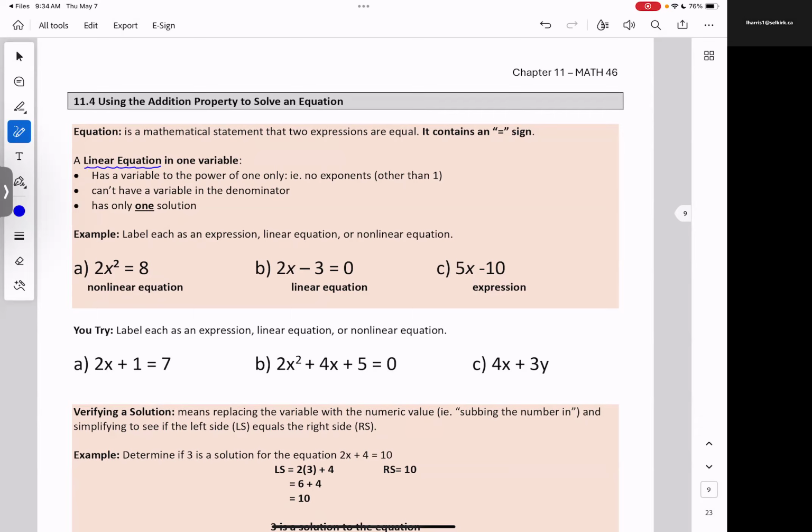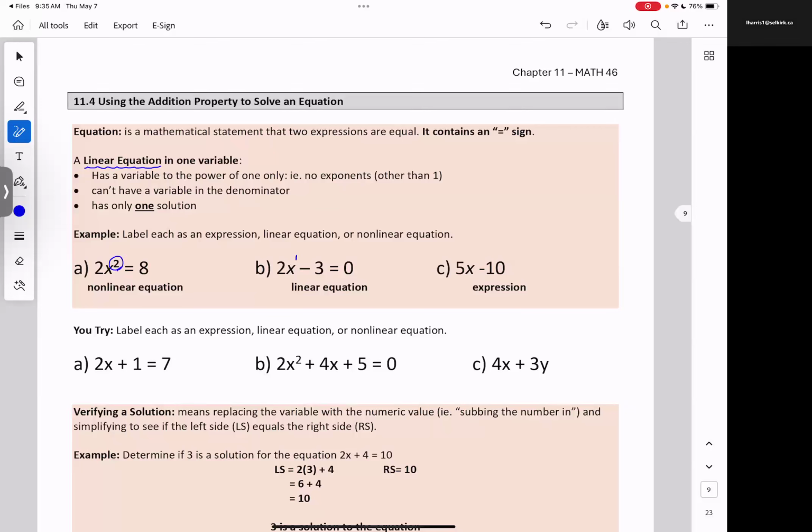So in this example, it says label each as an expression, linear equation, or nonlinear equation. In A, because of this exponent, this is a nonlinear equation. This is actually what we would call a quadratic equation, which you would work with in Math 56. In B, we have a linear equation because we have a variable x, which is to the power of 1. In other words, there's no other exponent on there, and we have an equal sign. In C, this is an expression because we do not have an equal sign.